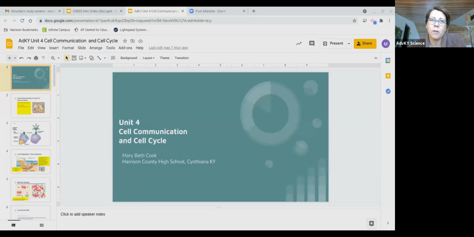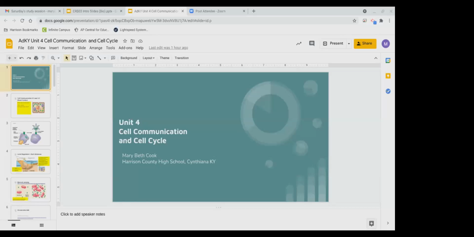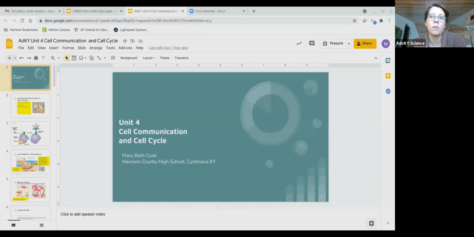Focus a lot on the cell communication part. And then we will hopefully tie in a little bit of how cell communication affects mitosis, the cell cycle.